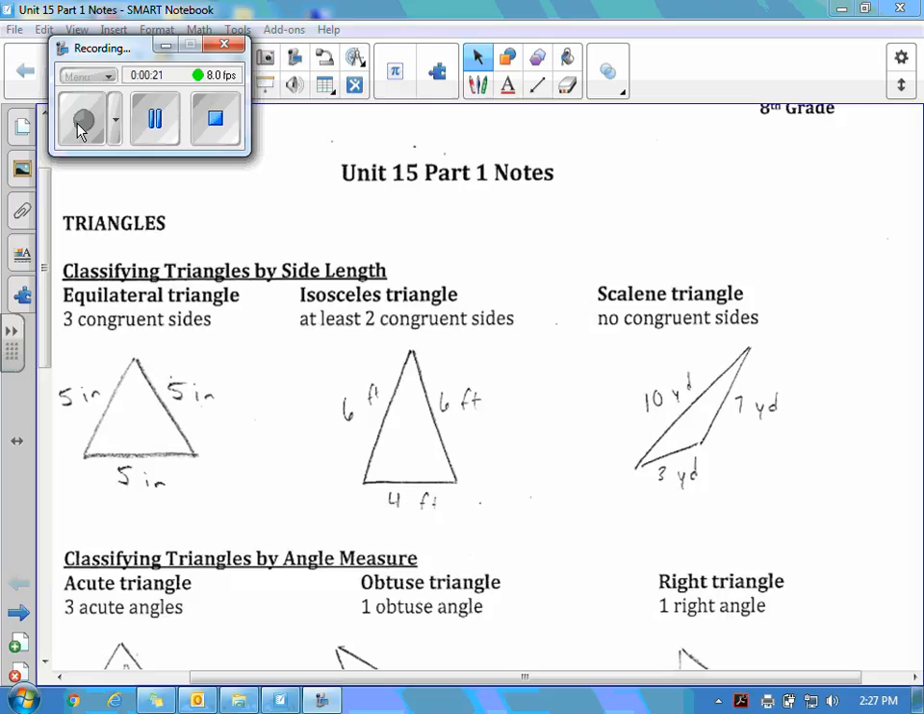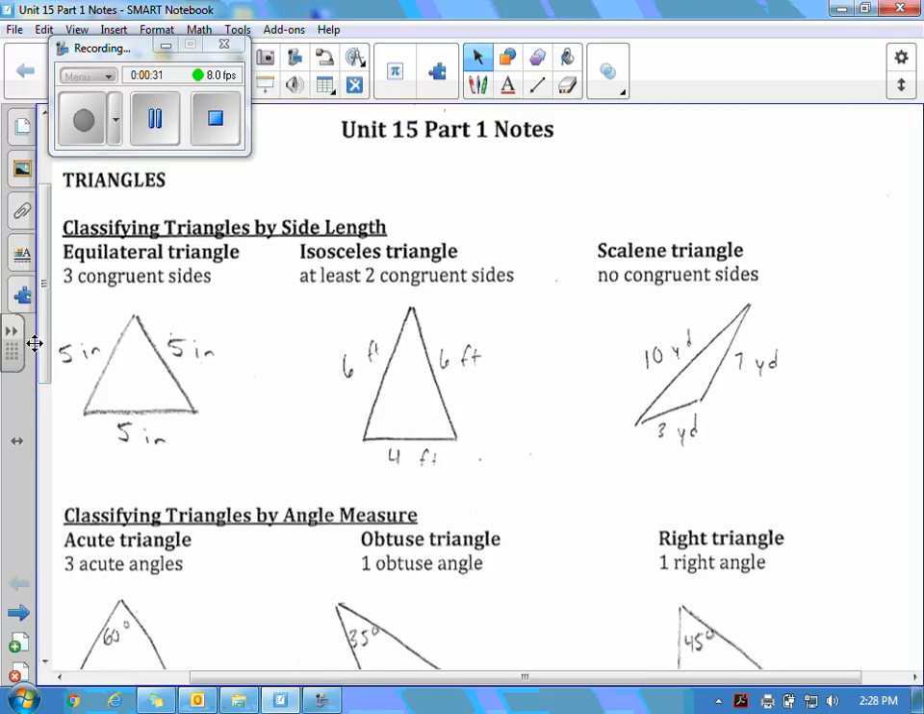Now, we classify triangles in two ways. We classify them by their side length, then we classify them by their angle measure. So first, we have the three different ways you can classify a triangle by side length. An equilateral triangle has three congruent sides. So if you look here at the picture, all three sides are 5 inches. So that makes it an equilateral triangle. The key part being this equal part, all the sides are equal.